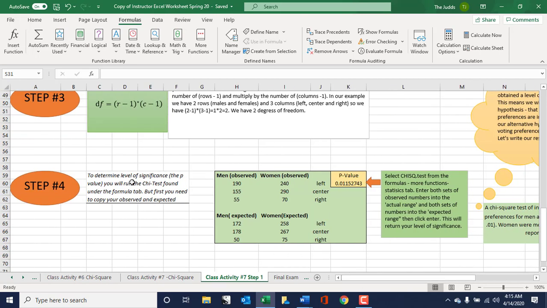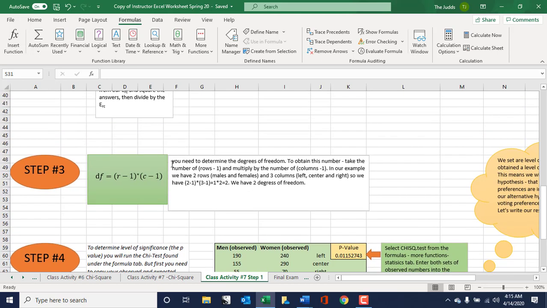So now we have to determine the level of significance for our chi-square. No, I'm sorry, back up. Step 3, we have to do degrees of freedom. We have to determine our degrees of freedom for this because the formula doesn't do it for us. So the degrees of freedom equals the total rows minus 1 times the total columns minus 1.